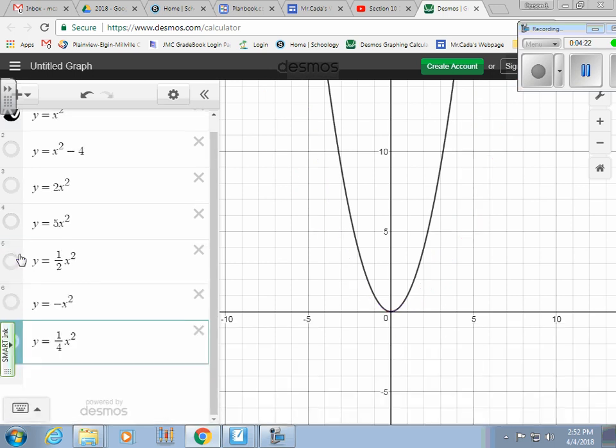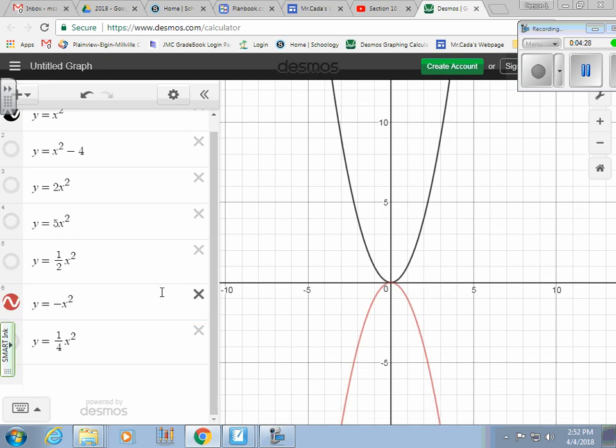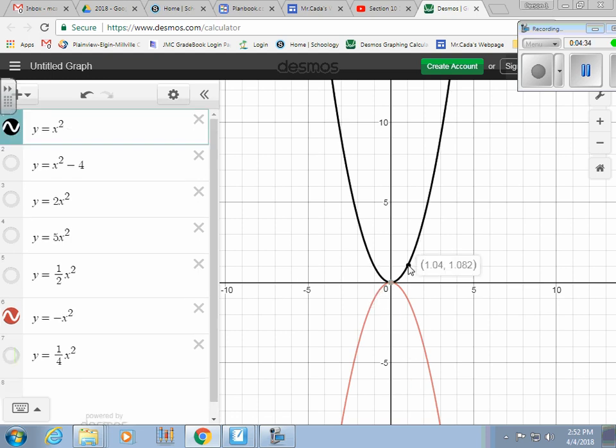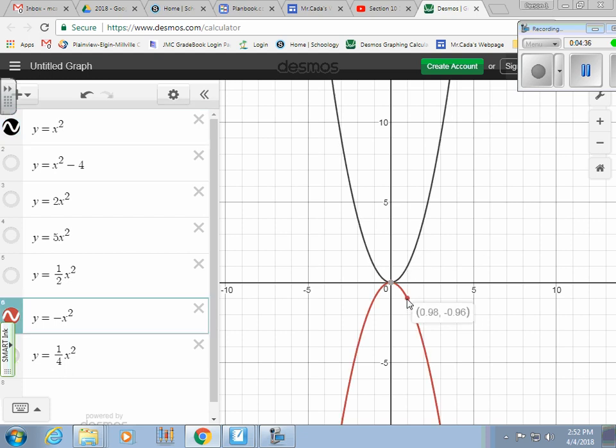And then the last one I have up here, last example, is y equals negative x squared. We talked about this being the reflection over the x-axis. So there's the parent function, and y equals negative x squared. One just flips it over the x-axis, and all my coordinates then are negative. As opposed to having 1, 1, now I have 1, negative 1. So those were our transformations in this.